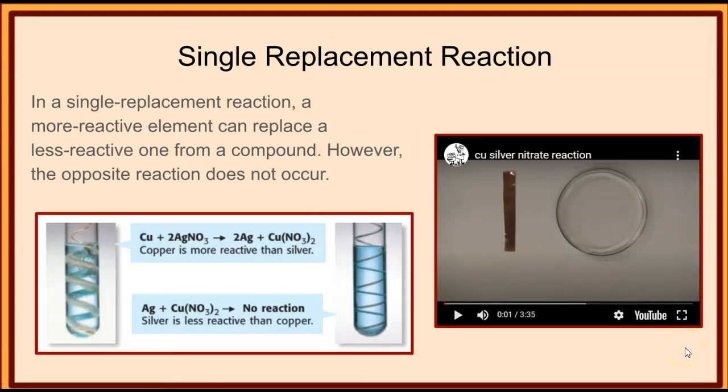In a single replacement reaction, a more reactive element can replace a less reactive one from a compound. However, the opposite reaction does not occur. Here's an example of copper plus silver nitrate forming silver plus copper nitrate. The copper and silver ions switch places. Let's watch a video about this reaction.